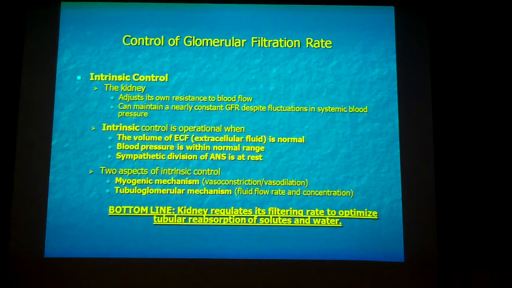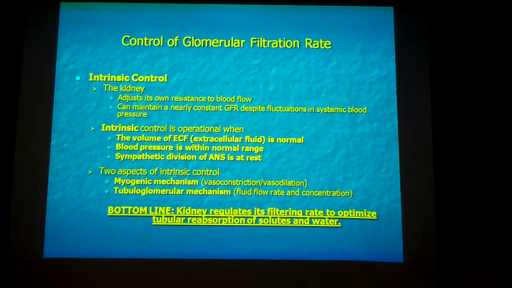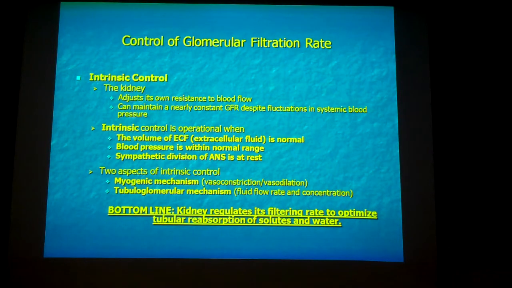Now, the kidney has mechanisms by which it can regulate its glomerular filtration rate when it's adversely affected. Okay, so it has ways to do this. So it can adjust its own resistance to blood flow and therefore maintain a nearly constant glomerular filtration rate despite fluctuations in blood pressure. So there's another thing that would help your daughter, you said? It runs at kind of a low pressure.